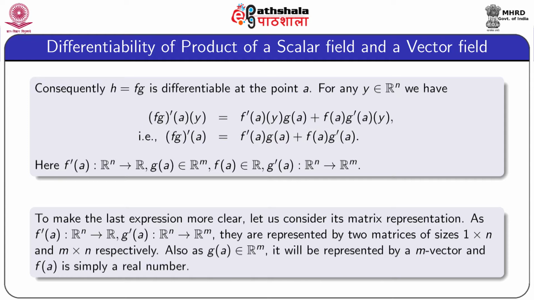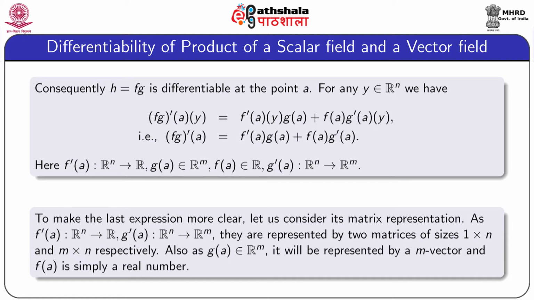If we want to write this in short, we write (fg)'(a) equal to f'(a) g(a) plus f(a) g'(a), but we have to be careful. Here, f'(a) is a linear transformation from R^n to R, g(a) is a member of R^m, f(a) is a real number and g'(a) is a linear transformation from R^n to R^m.